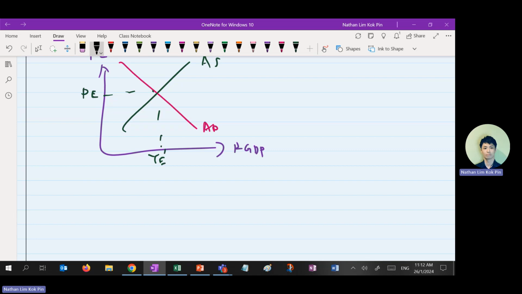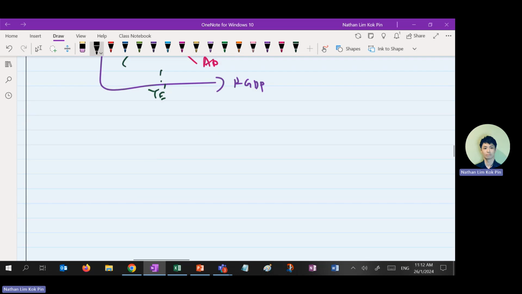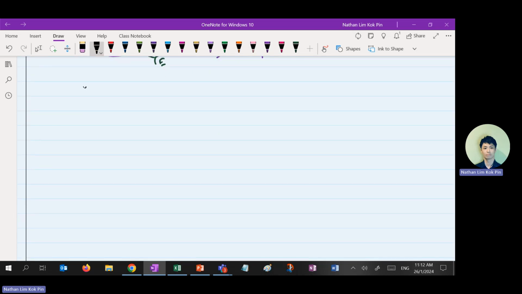Let me repeat one more time for the short run and long run AS. Short run means what? At least one input is fixed. In here, we fix what? The resources price.